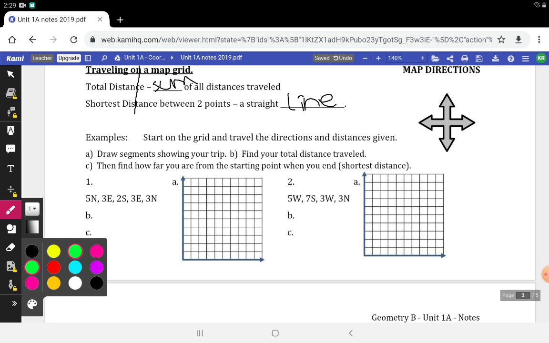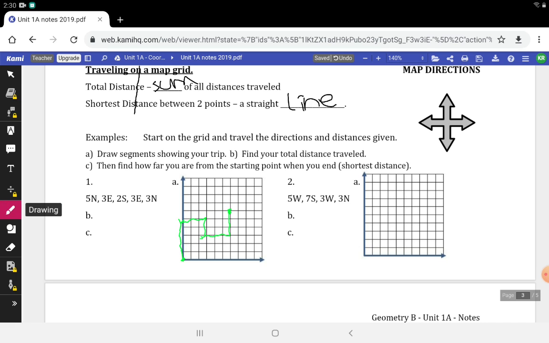The first thing we want to do is draw the segments showing our trip. So we want to go 5 north. So we'll start at the origin and go up 1, 2, 3, 4, 5. Then 3 east, 1, 2, 3. 2 south, 1, 2, down 2. 3 east, 1, 2, 3, and 3 north, 1, 2, 3. And there's our final destination. Hopefully it's someplace warm.